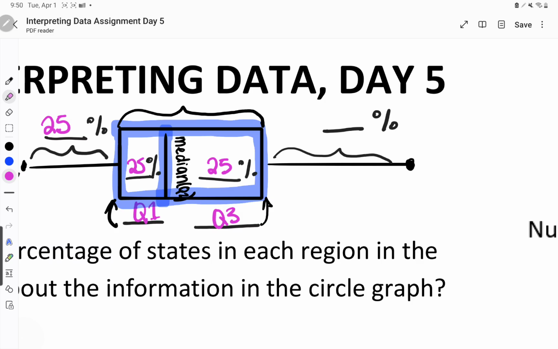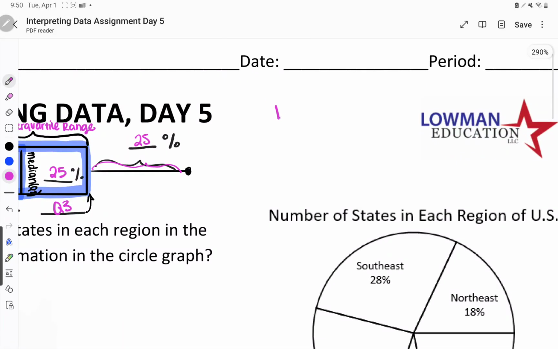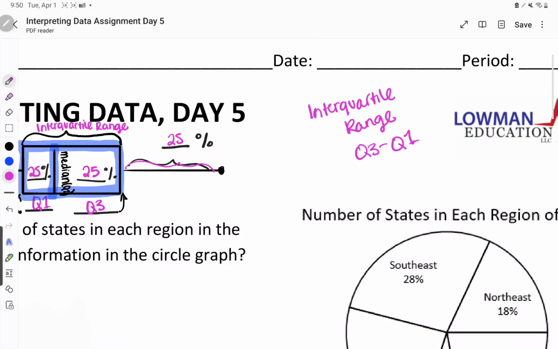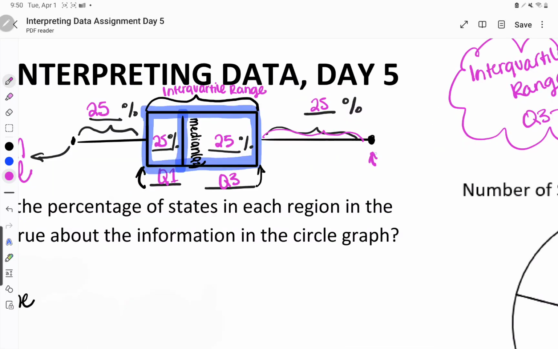Now, this right here, all of this stuff in the box, I could subtract quartile 3 from quartile 1 and find the interquartile range. Then I have this last little bit right here. And what is this last little bit composed of? 25% of the data. And then we're going to go off here over to the side. We're going to say that the interquartile range is quartile 3 minus quartile 1. And this right here is your maximum.